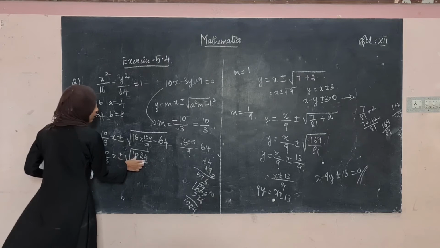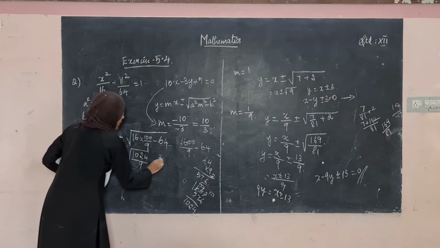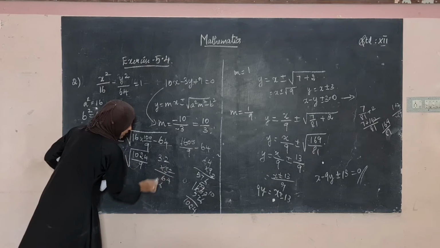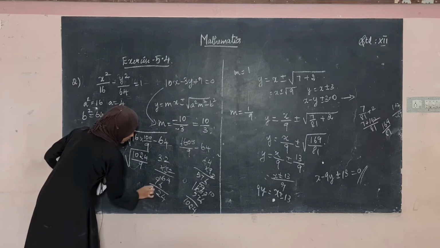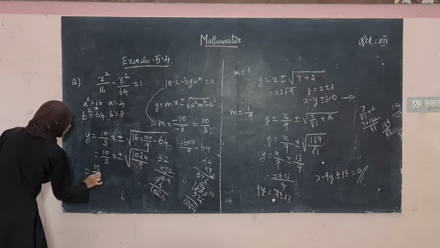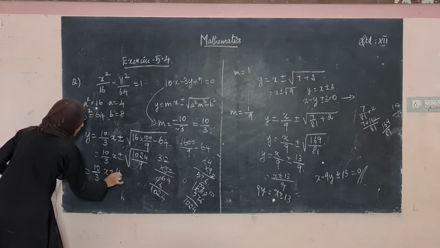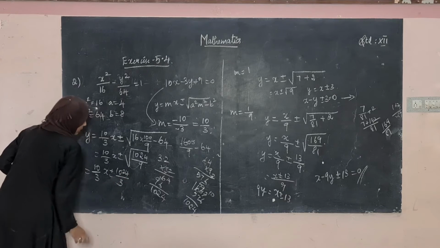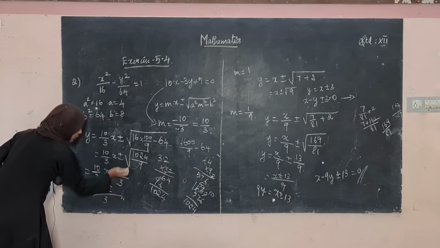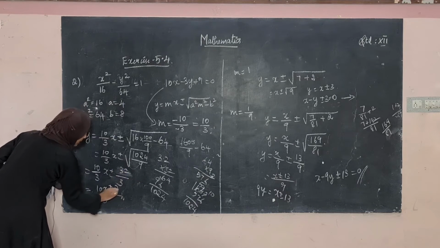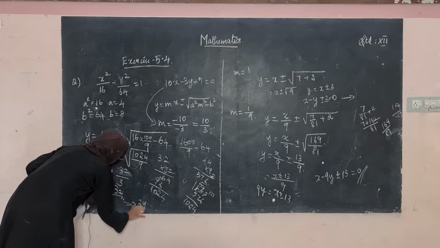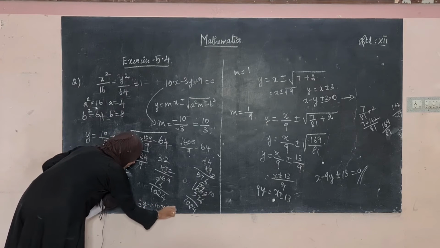So what's the square root of 1024? See here, 32 into 32 is 1024, which is equal to 10 divided by 3 into x plus or minus 32 divided by 3. Okay, so on taking LCM, we will be getting 10x plus or minus, so guys, this is 32, right? Plus or minus 32. So bring this 3 this side. So what's the equation of tangents? 3y is equal to 10x plus or minus 32.